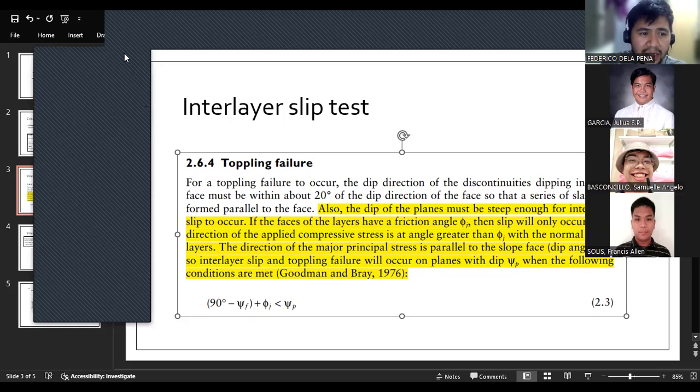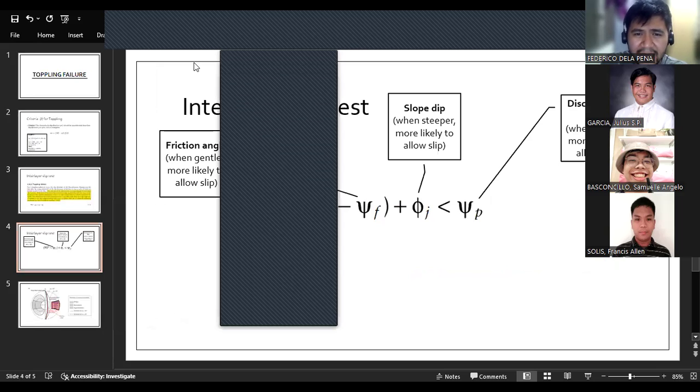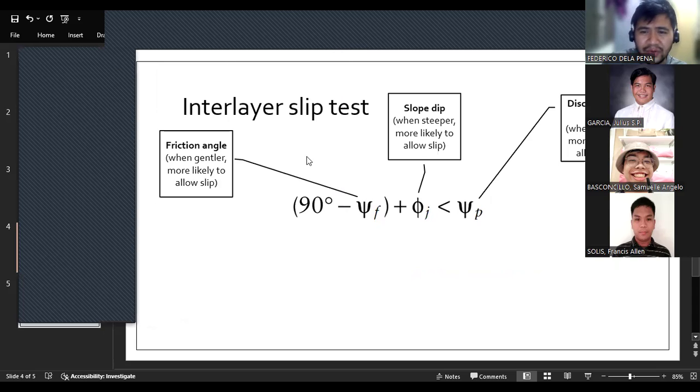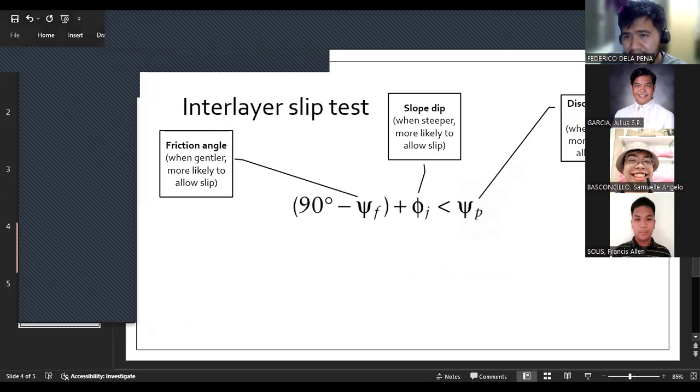So how do we interpret that? I just simplified how you read this equation. In essence, this gamma p is your discontinuity dip, and it has to be larger than this number on the left side for the interlayer slip to occur.